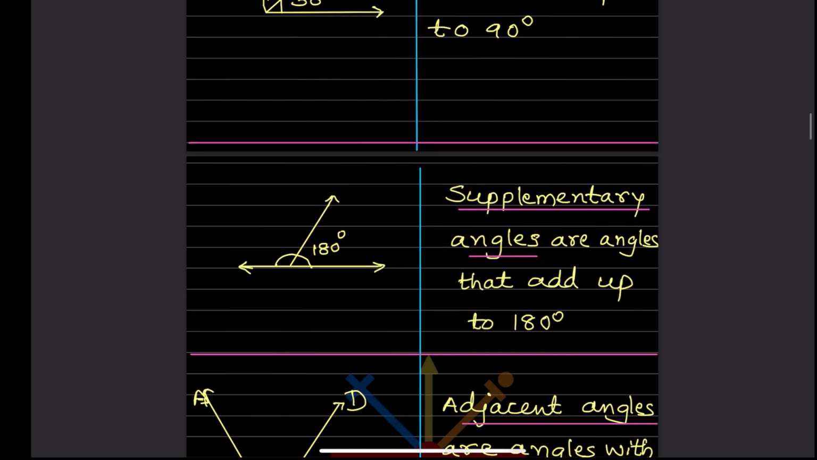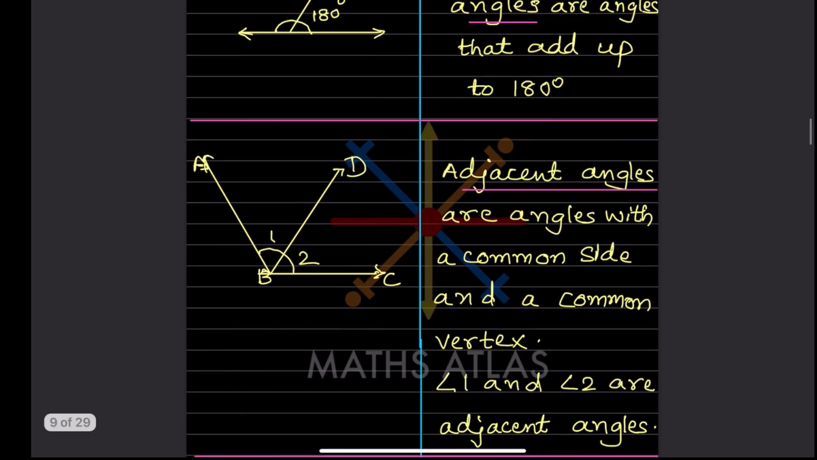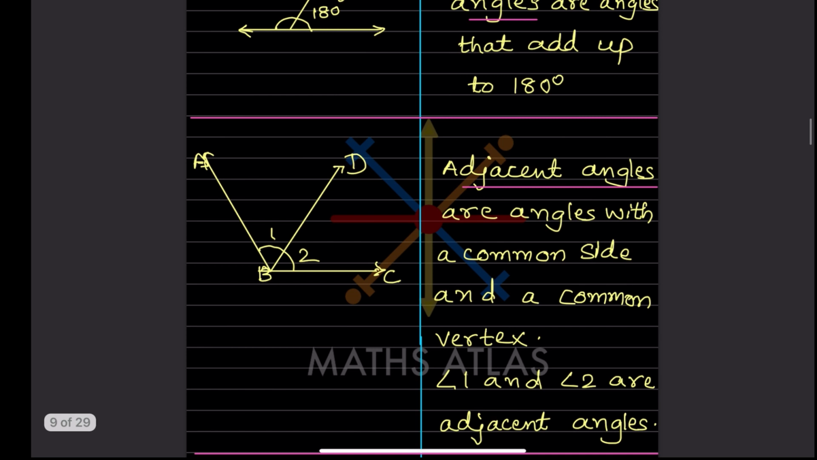Same over here: this is a separate angle and this is a separate angle. Suppose we consider this as 1 and this as 2. When you add 1 plus 2, it should be 180 degrees, so they are called supplementary angles. Supplementary angles are angles that add up to 180 degrees. This whole part should be 180. Now the adjacent angles. Adjacent angles are angles with a common side and a common vertex. So this is the vertex here.